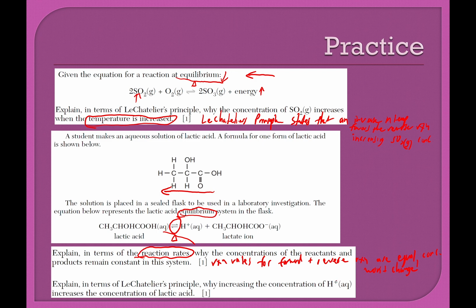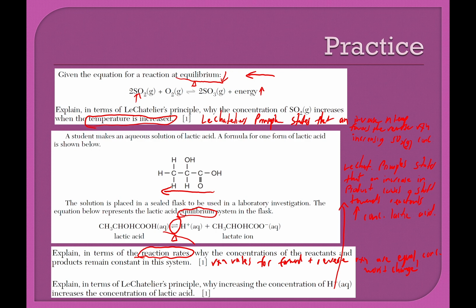So in terms, I'm going to put this up here. Le Chatelier's principle states that an increase in product causes a shift towards reactants, or away from the stress of added H plus, which increases the concentration of lactic acid. So you want to be careful how we word those when we're explaining in terms of Le Chatelier's principle or in terms of reaction rates.